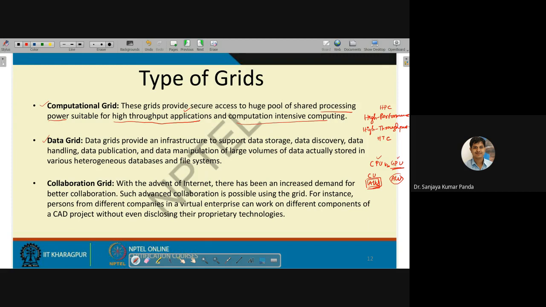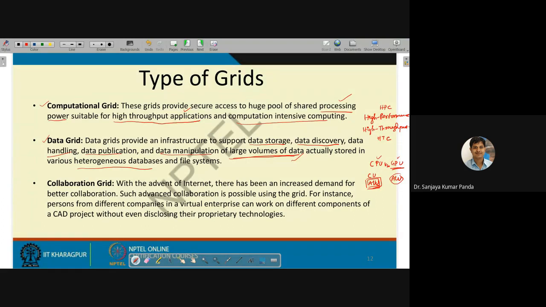computational grid. But when you need things related to data, data grids provide an infrastructure to support data storage, data discovery, data handling, data publication, and data manipulation of large volumes of data. Computation and data are different from each other. One is processing power, another is data. These data are stored in different databases, and these databases are not the same. They are configured differently and provide different facilities. That's why we call it heterogeneous databases and file systems. In this way, the computational grid is different from the data grid.